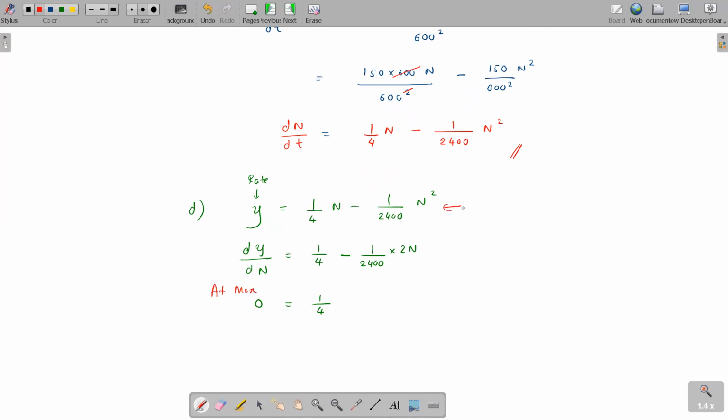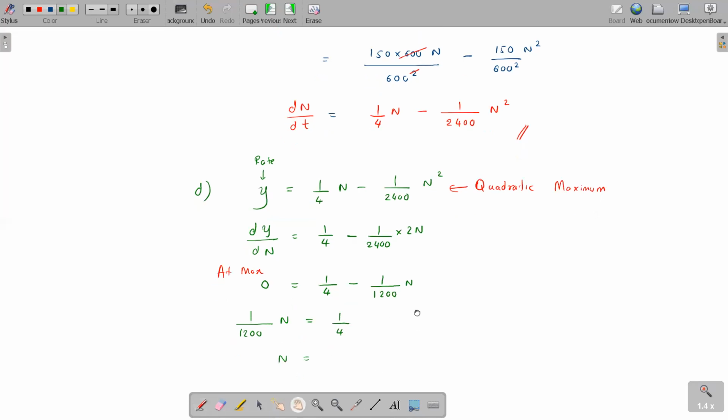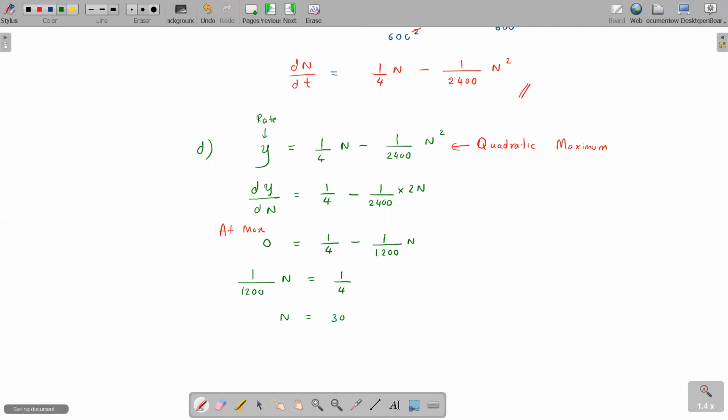So you know very well, this is a maximum graph. This is a quadratic maximum. You could mention it also. So at the maximum, we are sure it's not a minimum, it is surely a maximum. Because it's a quadratic maximum graph, when you set your dy by dn to 0, you know you are finding a maximum point. It's not a minimum point. Okay, so 1 over 4 minus 1 over 1200 n. So that gives me 1 over 1200 n equal 1 over 4. N equals how much? Can I know the n value? 300. So n is 300.